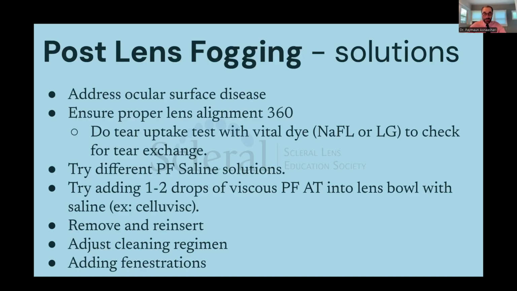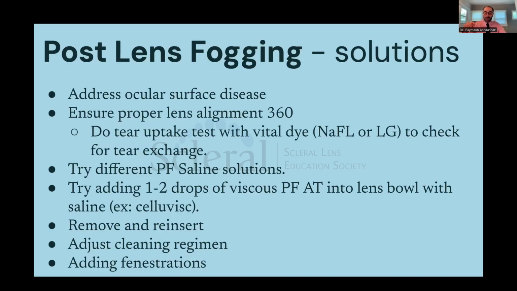You can also add fenestrations. This is, I think, pretty uncommon to do. For those that don't know what fenestrations are, it is literally drilling a hole into the scleral lens, and you need a special sort of drill bit to be able to do it. Sometimes your contact lens manufacturers might do it. You just have to potentially ask. But I would say this is not often used because you are drilling into it and could break the lens.